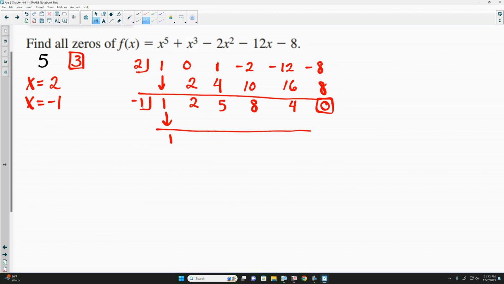Now we're going to do the same thing with -1. -1 times 1 is -1. 2 plus -1 is 1. -1 times 1 is -1. 5 plus -1 is 4. -1 times 4 is -4. 8 plus -4 is 4. And -1 times 4 is -4, and 4 plus -4 is 0.